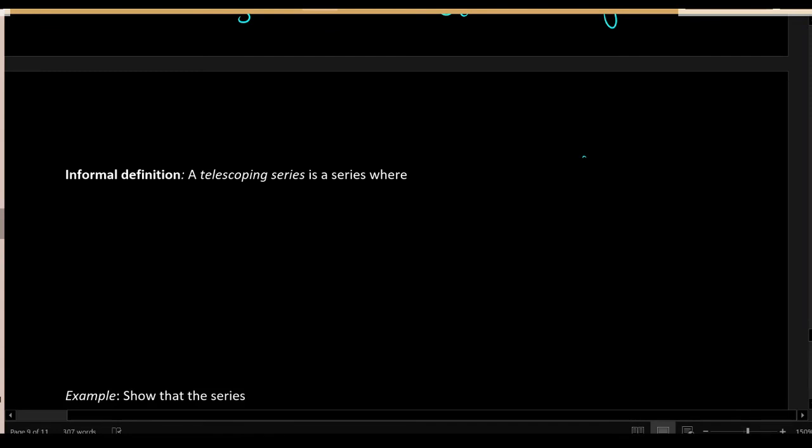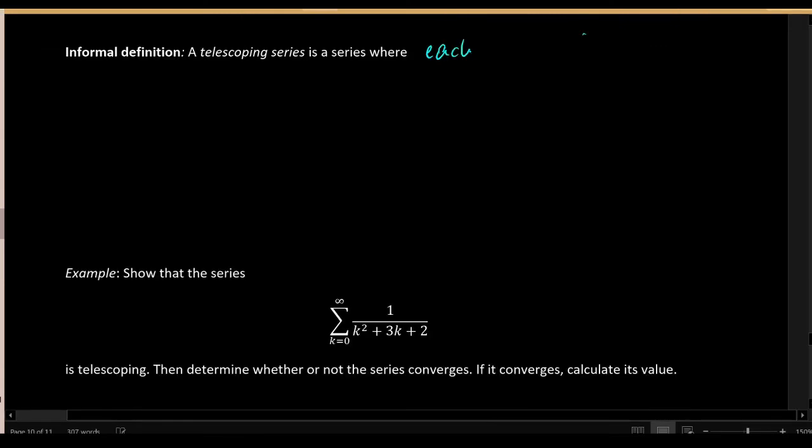The last kind of series that I would like to talk to you about today is a series called a telescoping series. Now, this is an informal definition, and it's used to refer to the fact that when you calculate a partial sum of the series, most of the numbers in the partial sum end up canceling out.